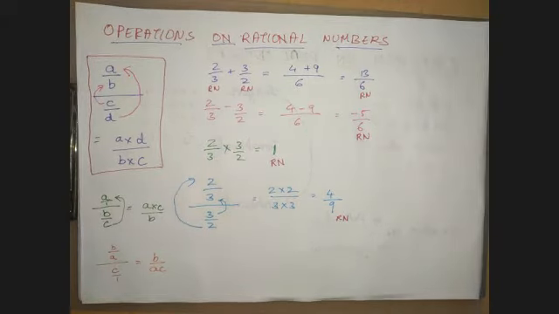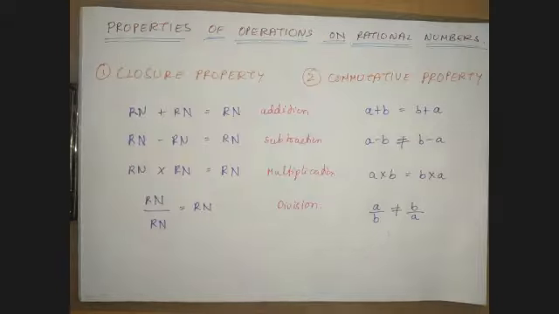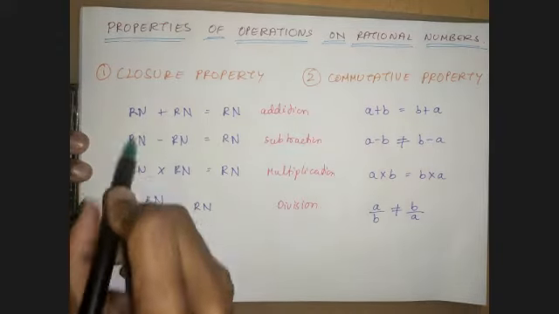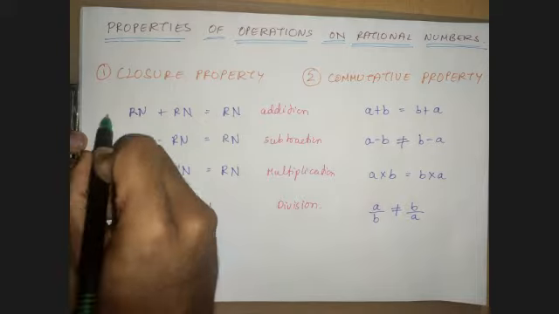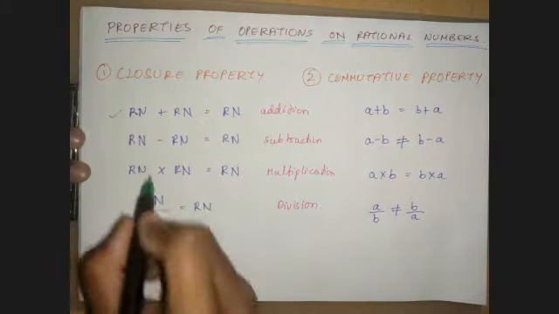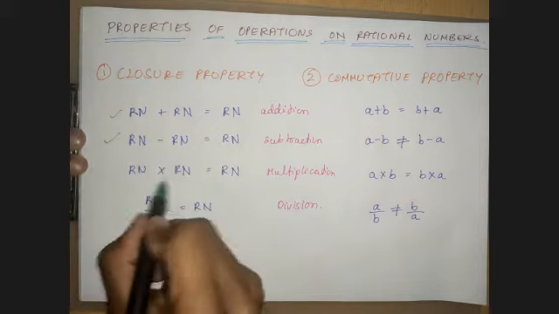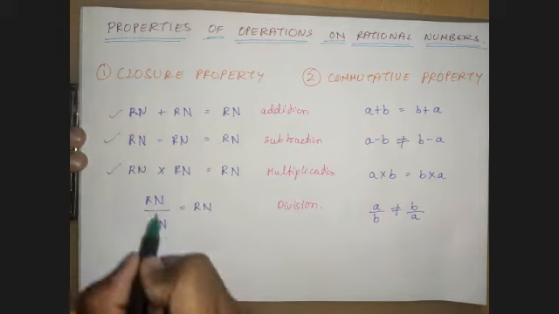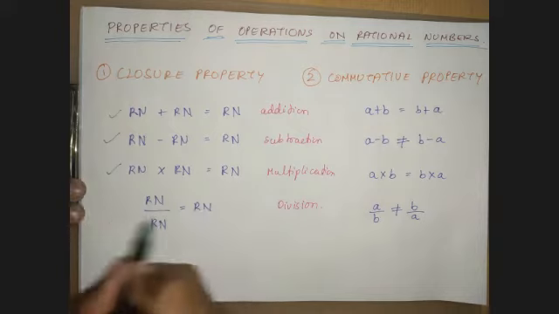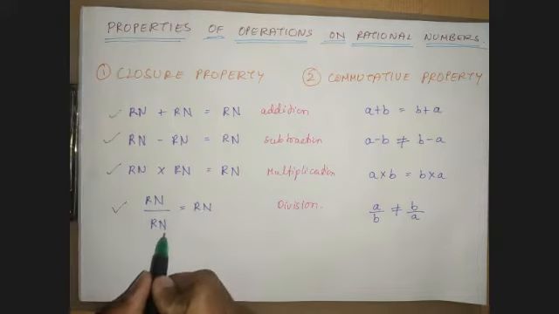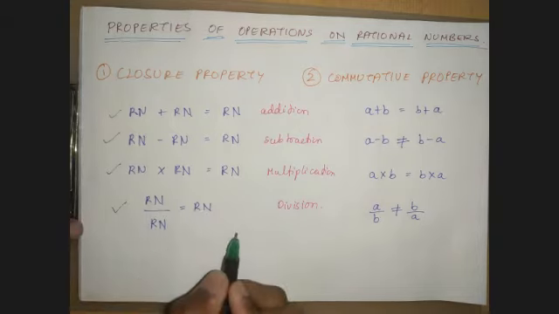Now, if we are comfortable with these operations, let us look at the properties of these operations. Let us look at the first property, the closure property. Addition of two rational numbers is a rational number, which we saw. Subtraction of two rational numbers is a rational number. Multiplication of two rational numbers gives us a rational number. Division of two rational numbers gives us a rational number. We already saw examples for this.